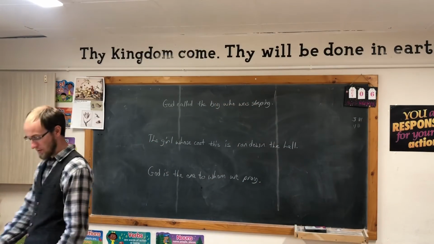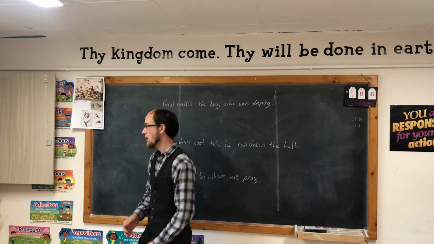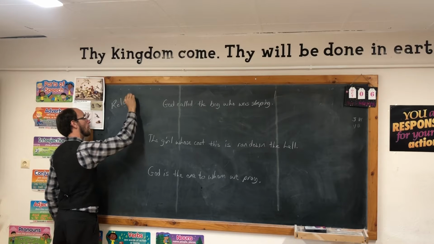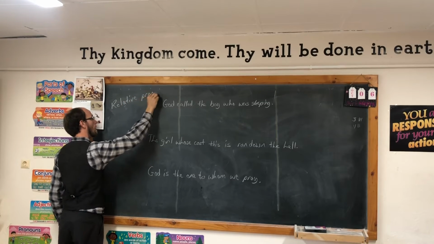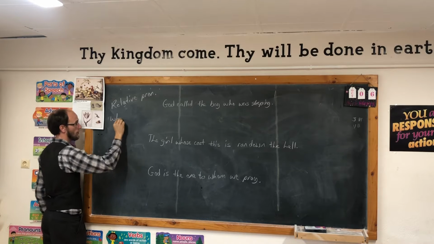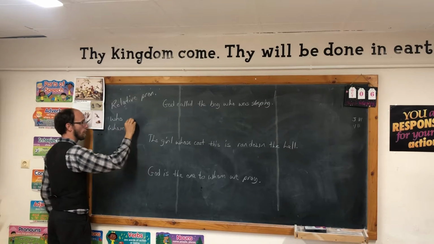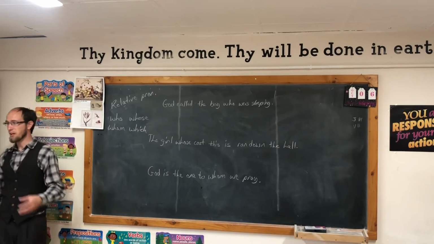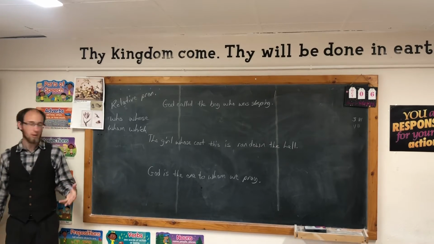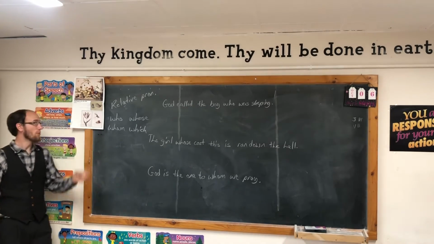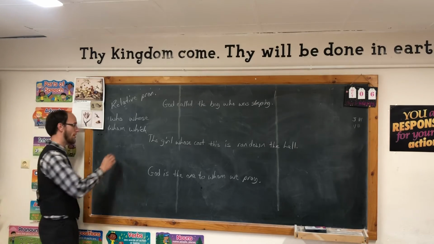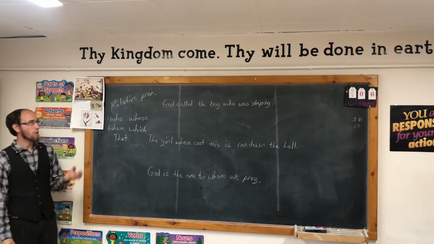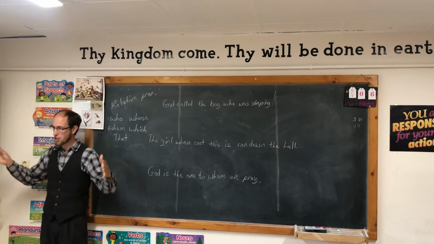Okay, 8th grade lesson 7, relative pronouns and adjective clauses. I'm going to start by making a list of the relative pronouns. They are who, whom, whose, which, and that. The interrogative pronouns would be who, whom, whose, which, and what. Relative pronouns are pronouns that always will begin an adjective clause.